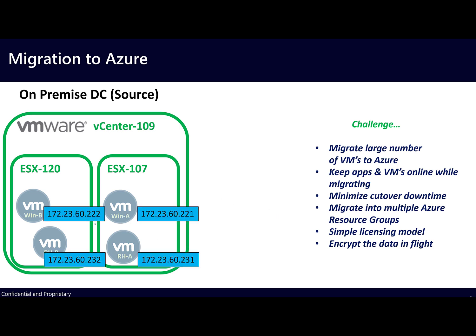So in our environment here, we do have an ESX. Actually, we have two ESXs within the vCenter 109. So ESX 107 and ESX 120. There are some virtual machines that are defined that are to be migrated to Azure. So here on 107, we have a set of what I call the group A, and then in the ESX 120, the group B. Each of them have a Windows VM, Win A here, and a Red Hat Linux VM, RHA here. Likewise for B, you have the Win B and RHB.